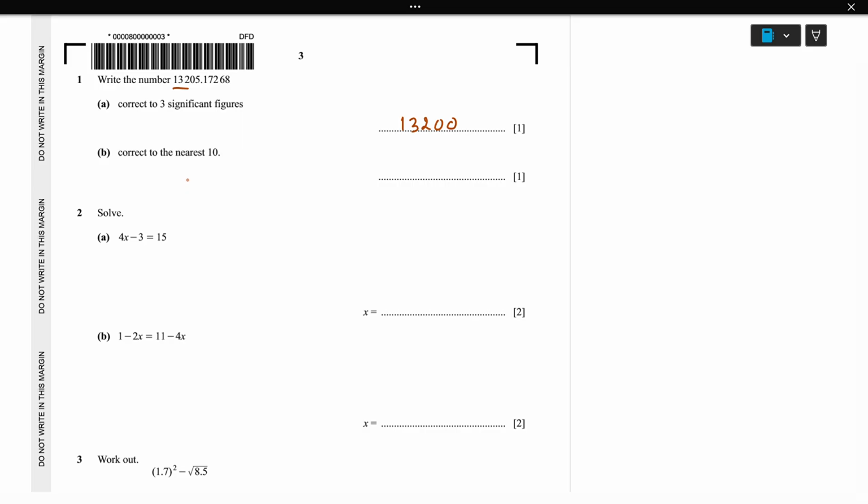Next, correct the number to the nearest ten. The 0 is in the tens place. Check the digit to its right, that is 5, so we should add 1 here. The answer is 13210.